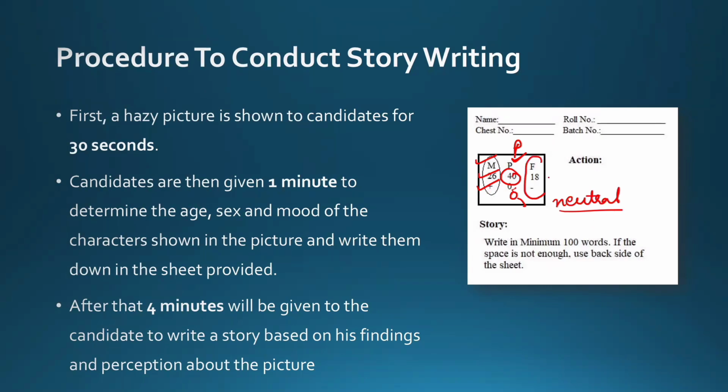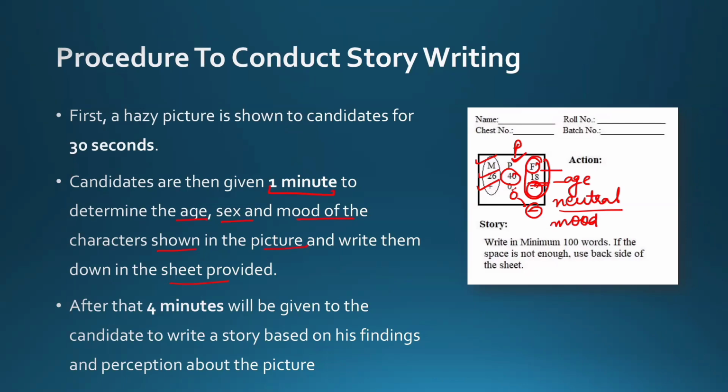Here is another character who might be standing towards the right side of the picture, and F represents the gender of the person, 18 represents the age, and negative represents the mood of the person. In this way, you will be given 1 minute to determine the age, sex and mood of the characters shown in the picture and write it down in the sheet provided to you. I hope this is clear to all of you.